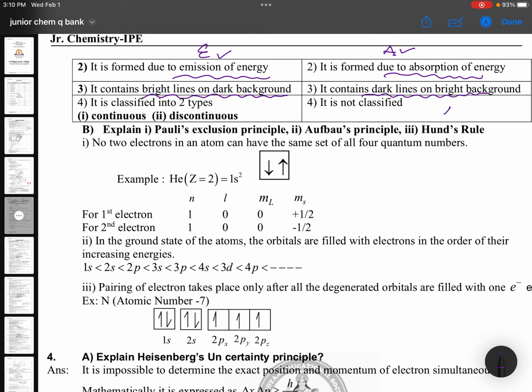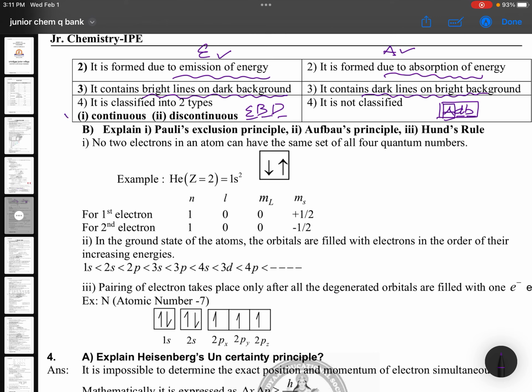Okay, now how do I remember? ADB. हमारा गाँव आदिलाबाद होता है. Adilabad, it is in Telangana. ADB, absorption spectra, dark lines and bright backgrounds. Okay ना, so आप इसको आप ऐसे रखो EBD, emission, bright lines and dark background.